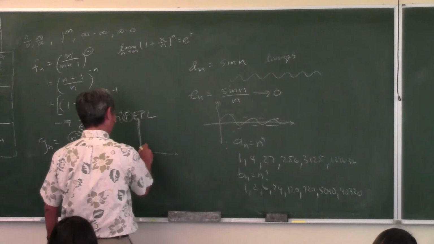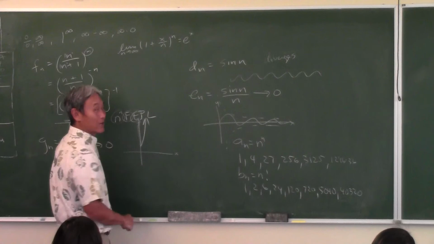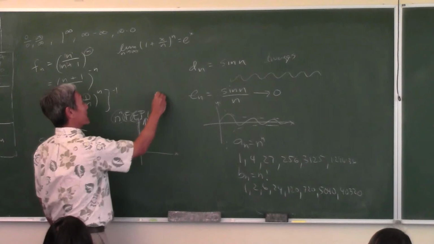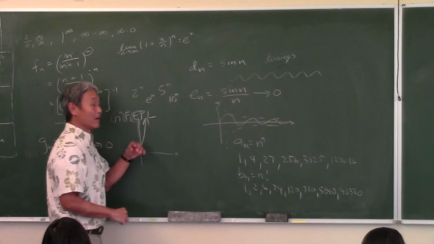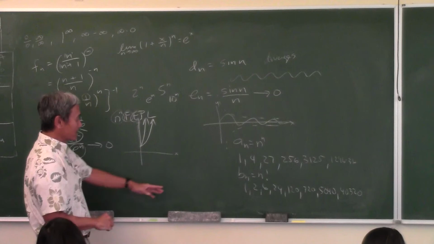Exponential functions. Last year, I bet some of you didn't even know what an exponential function is. It's a number to the x power. Like 5 to the n, 2 to the n, e to the n, 10 to the n. These are exponential functions. They grow very quickly too, that's true, but not as quickly as factorial.